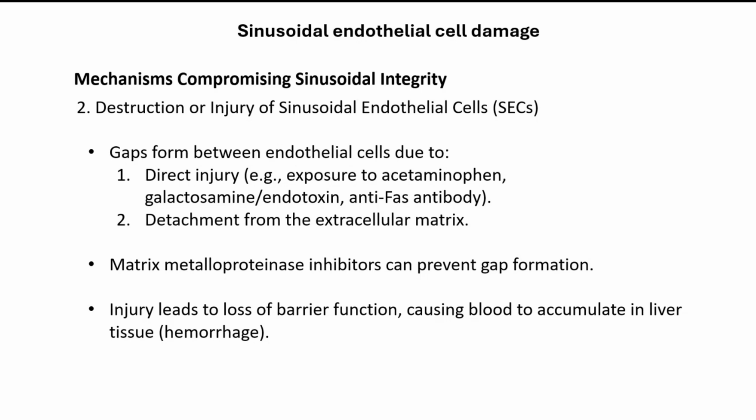Second mechanism, destruction or injury of sinusoidal endothelial cells itself. Gaps form between endothelial cells due to direct injury. For example, exposure to acetaminophen, galactosamine, endotoxin, anti-integrin antibody, or detachment from the extracellular matrix. Matrix metalloproteinase inhibitors can prevent gap formation. The injury leads to loss of barrier function, causing blood to accumulate in liver tissue.